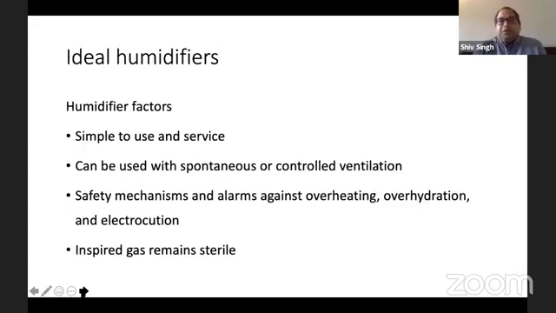Okay, that's what it is, because we know as the temperature goes up, the capacity of the air to hold water increases. Okay. So an ideal humidifier should be simple to use and simple to service. It can be used with spontaneous as well as controlled ventilation, and it should have safety mechanisms against overheating, overhydration, and electrocution. So it should have electrical safeties associated with it. And it should allow the inspired gases to remain sterile. Okay. So there should be no growth of bacteria within the water which is being humidified or heated up in the humidifiers. That's the humidifiers. Okay.